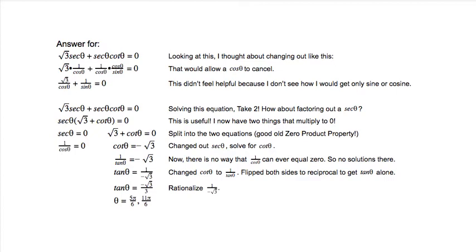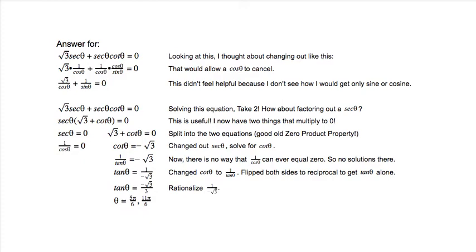So I decided, like we did at the very beginning, better to change secants and cotangents into their sines and cosines. And in doing so, I ended up with root 3 over cosine theta plus 1 over sine theta was 0. And then I got stuck. And I'm like, dang it, that didn't help. Because now I have different denominators. I'd have to do a whole common denominator thing, which would be sine times cosine, and that just gets messy.